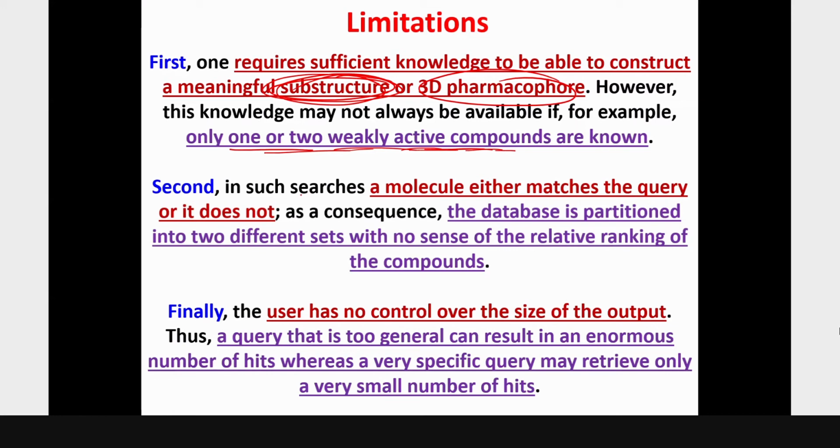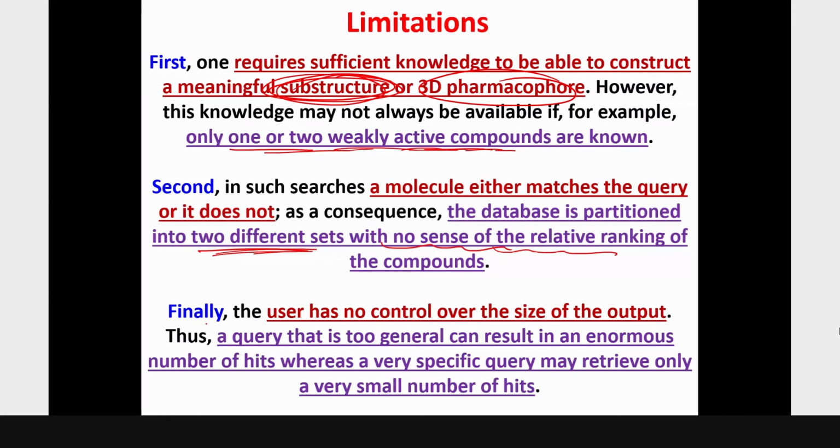Second, they are saying a particular molecule either matches the query or it does not. Something will be matching your particular compound, so those compounds will come, and something will not match. So it is creating a database, but it is dividing it into two different sets. There is no sense of any relative ranking. I hope you are getting what I'm trying to say. You cannot make any ranking out of this. There will be just matching or not matching.